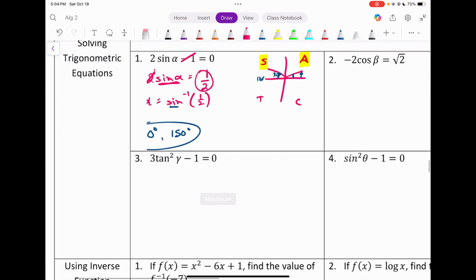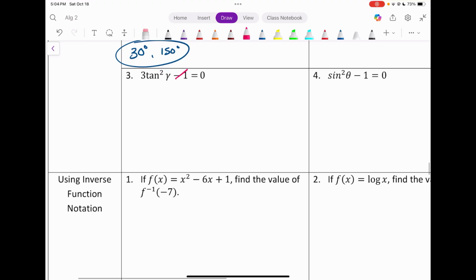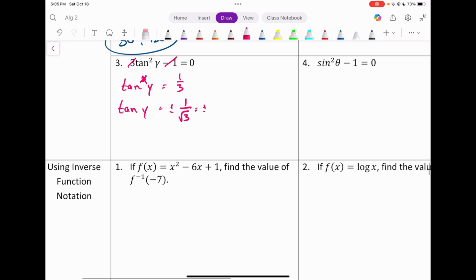Next problem, move the 1 over, divide by 3. That gives me tan squared equals 1/3. To get rid of a square, we're going to take plus and minus the square root, so that's going to be the tan of, I believe that's lambda maybe, equals plus and minus the square root of a fraction. To find a square root of a fraction, it can be split up. The square root of 1 on top is 1. The square root of 3 on bottom is root 3. I'm going to rationalize that so it looks more like what we're used to working with. Multiply top and bottom by root 3 gives you root 3 over 3.